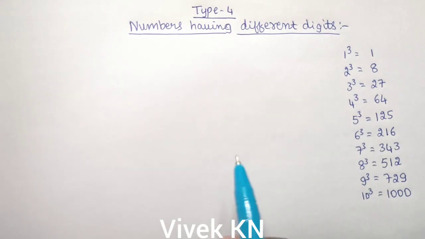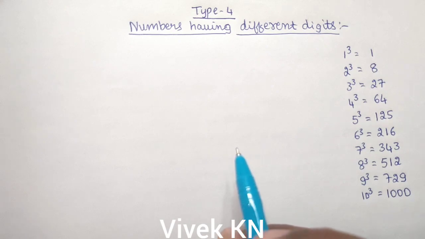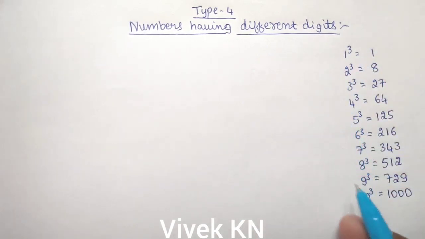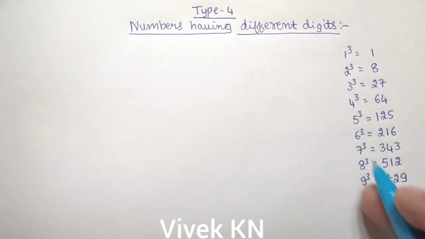To find the cube of any number in a faster way, first we have to memorize the cubes of the first 10 natural numbers. So these are all the cubes of the first 10 natural numbers.